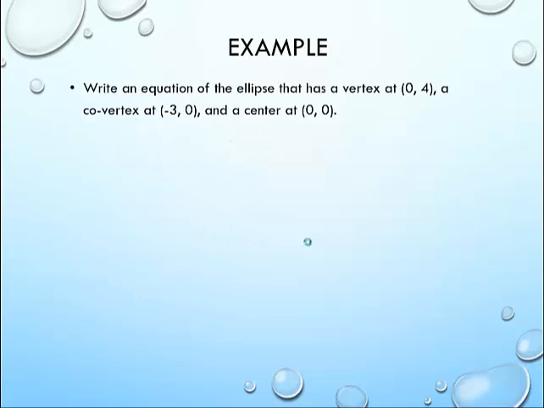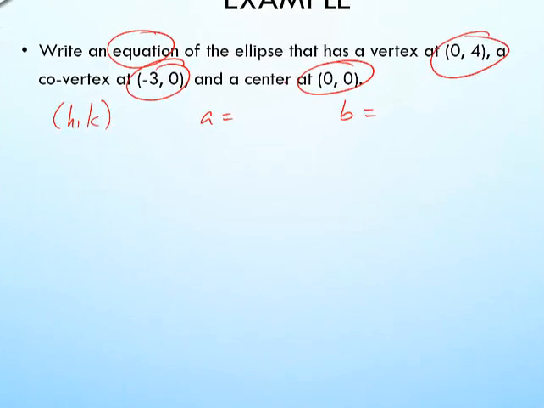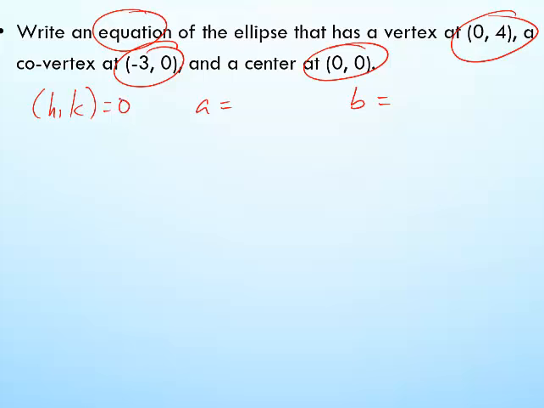Working backwards now. Write an equation of the ellipse that has a vertex at (0, 4), a covertex at (-3, 0), and a center at (0, 0). So, keep in mind, when you're making an equation of an ellipse, you need 4 variables. You need h and k, a, and b. That's all you need to make an equation of an ellipse. And that's all given. We have these 4 points here. So our center is (h, k), so our center is going to be (0, 0).